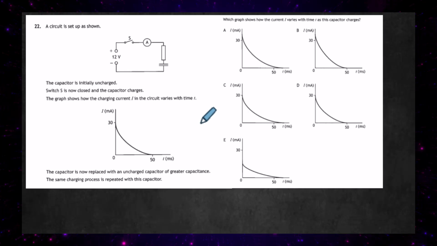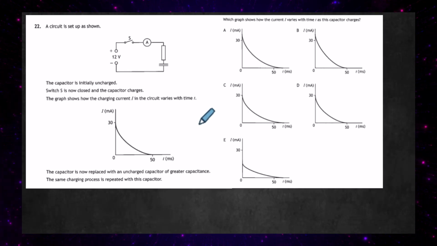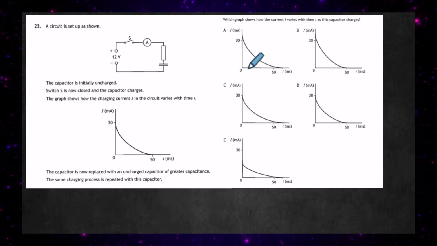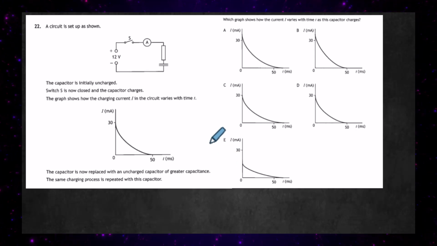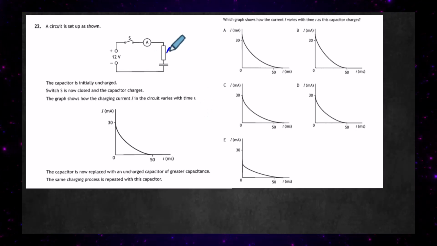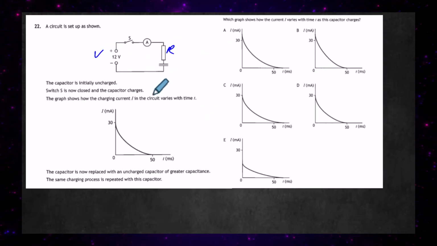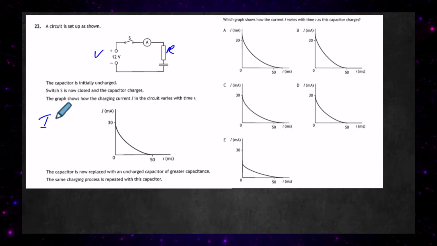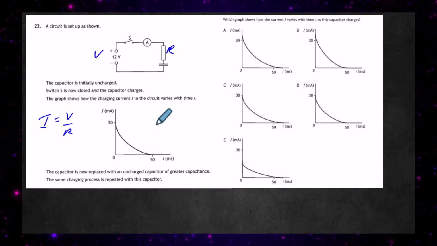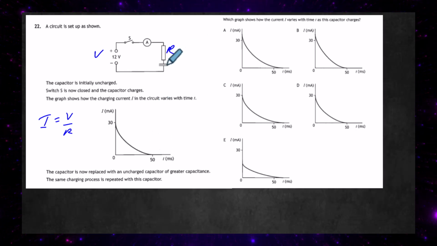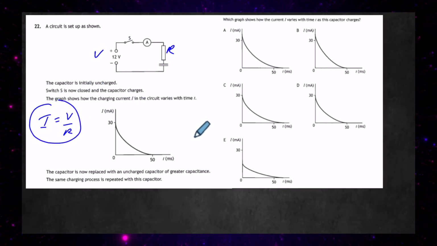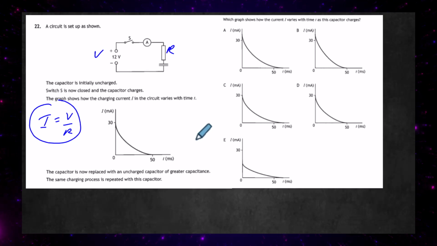Now, it says the capacitor is now replaced with an uncharged capacitor of greater capacitance. The same charging process is repeated with this capacitor. And we're going to pick which graph we're going to have when we charge up the circuit again. Now, we haven't changed the value of the resistance and we haven't changed the value of the voltage, and we know that the maximum current flowing is going to be just simply V over R. So when we replace the capacitor here with a new capacitor, it's not going to affect the maximum current flowing. So we're looking for a graph which is still going to have a maximum current of 30 milliamps.